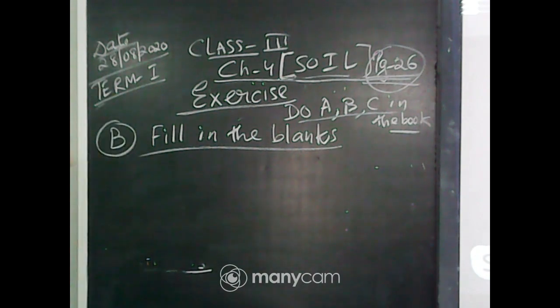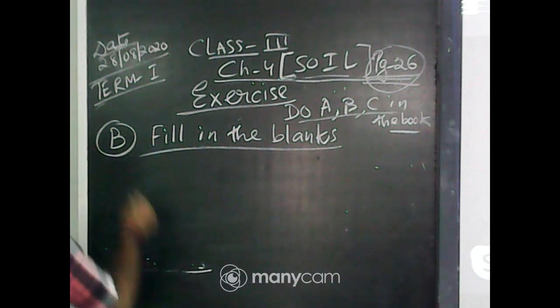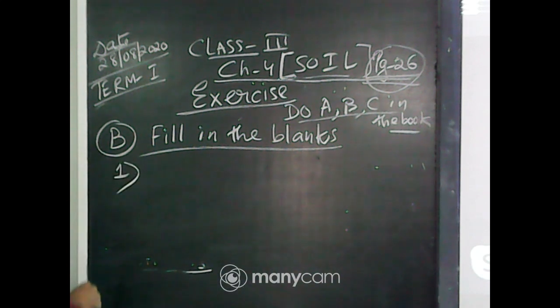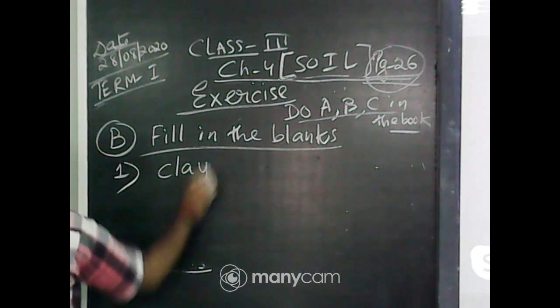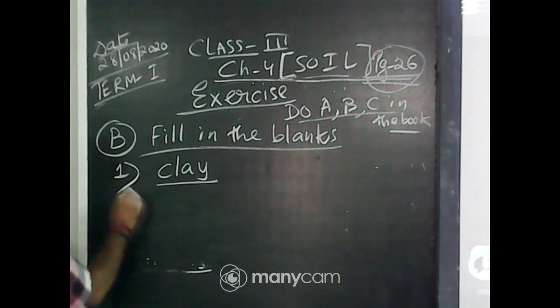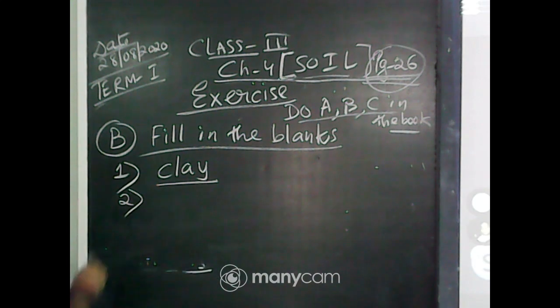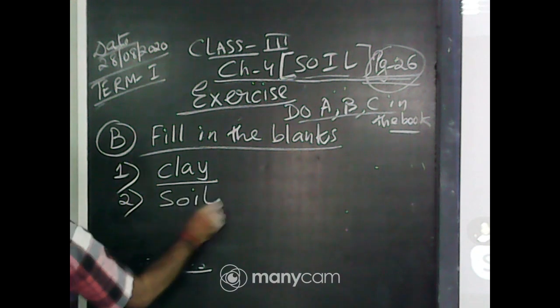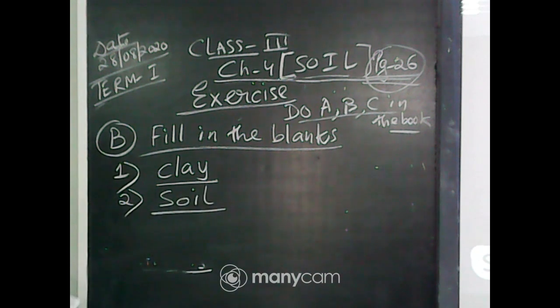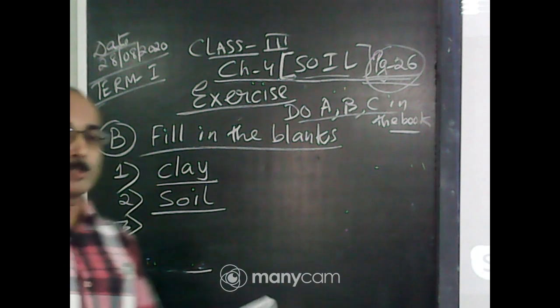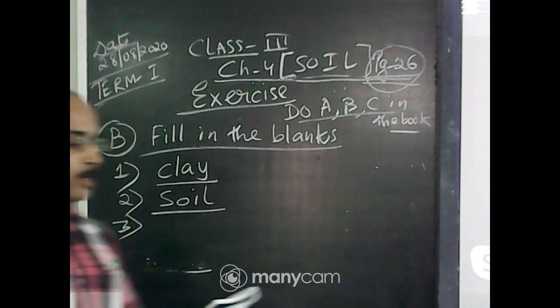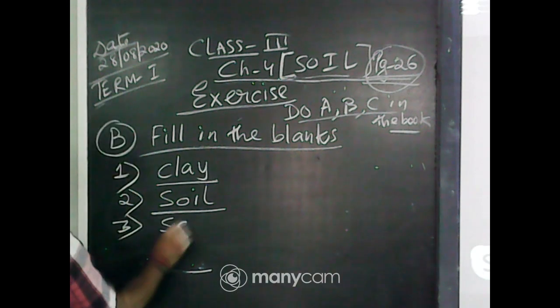So, number 1, soil contains clay. Number 2, dash is formed by the breakdown of rocks. Yes, it is soil, you know, soil is formed by the breakdown of rocks. Number 3, dash soil has a lot of air spaces between its particles. So, your answer is sandy soil.